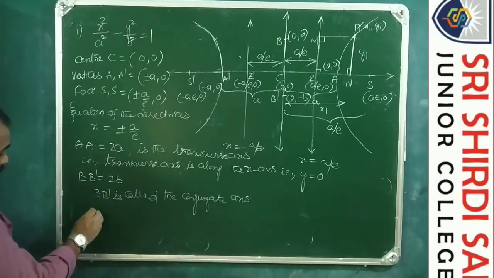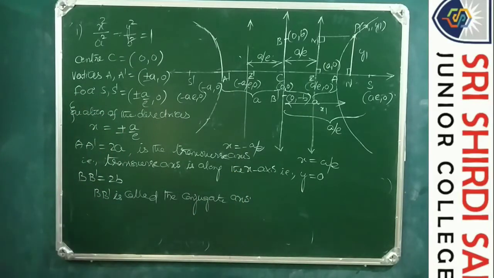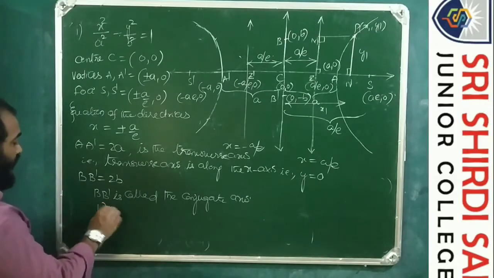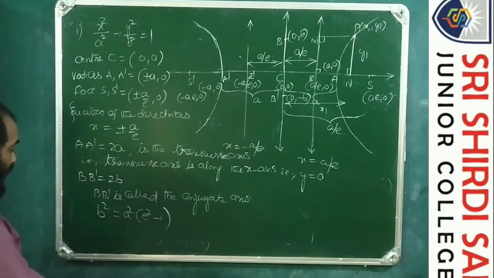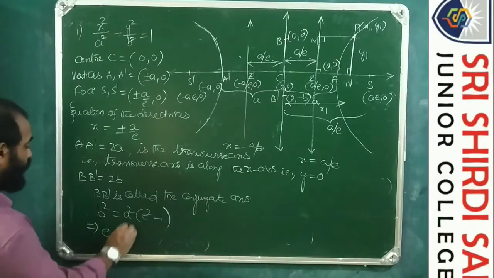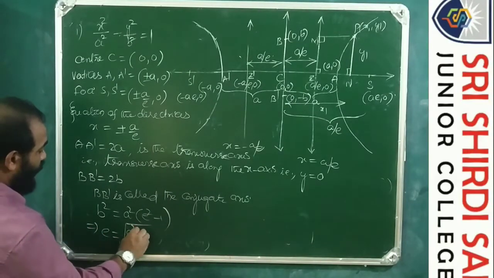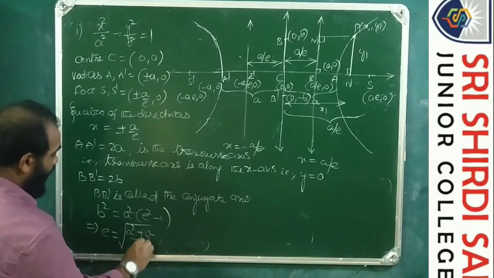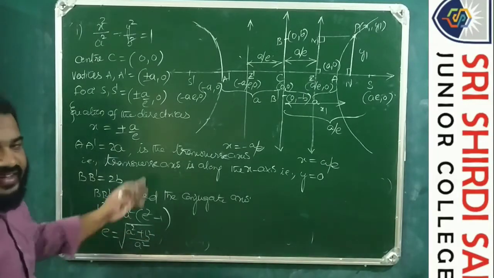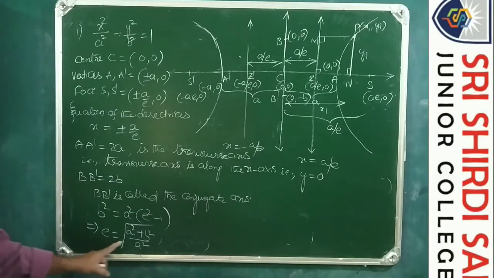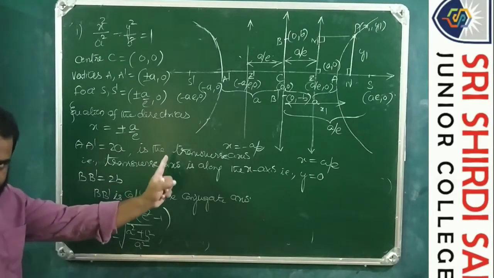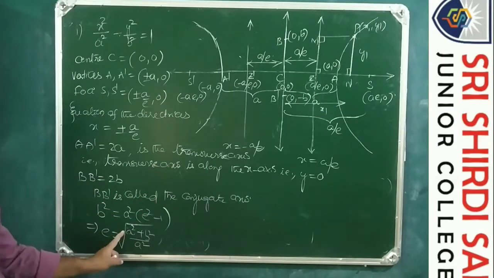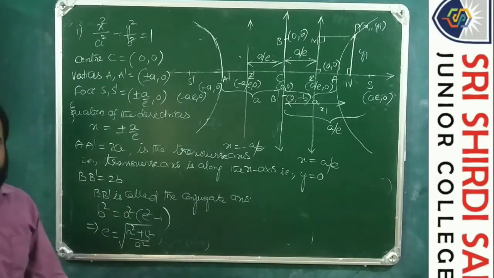So eccentricity is connected by the relation we have just seen: b square is equals to a square into e square minus 1. From this, e is equals to square root of a square plus b square by a square. Earlier in the ellipse, e is equals to square root of a square minus b square by a square, that is, bigger square minus smaller square by bigger square. That is minus in the ellipse, and in the hyperbola, a square plus b square by a square.